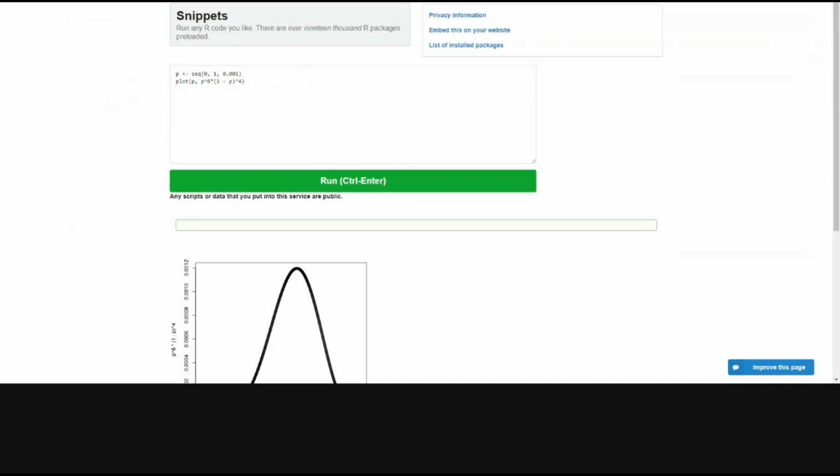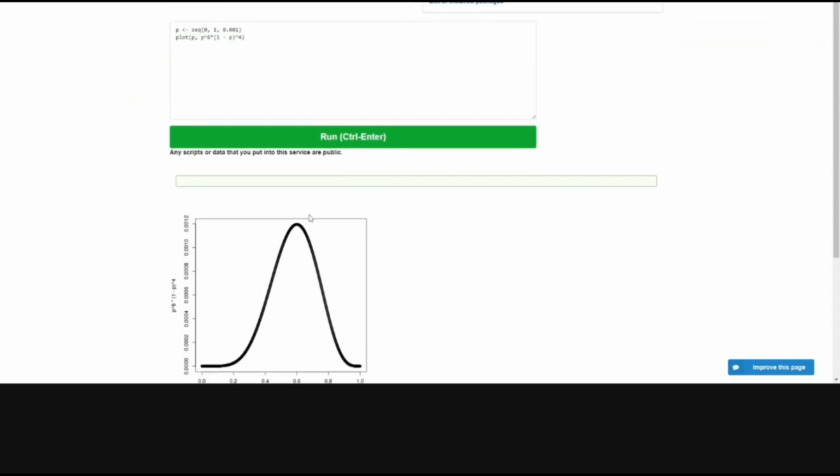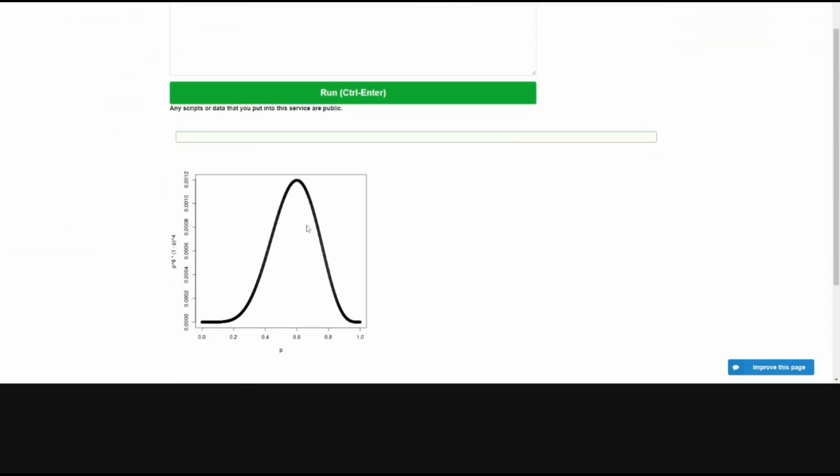You can use and modify all this code to whatever you want, all on Google already. Then you plot a graph of the value of P, and the y-axis is whatever function you want to compute. Here I'm just computing some binomial thing, P to the 6, 1 minus P to the 4. This was in the context of finding the maximum likelihood estimate. You'll find that this likelihood was maximized at this point. So that's how you plot any kind of thing that you want.